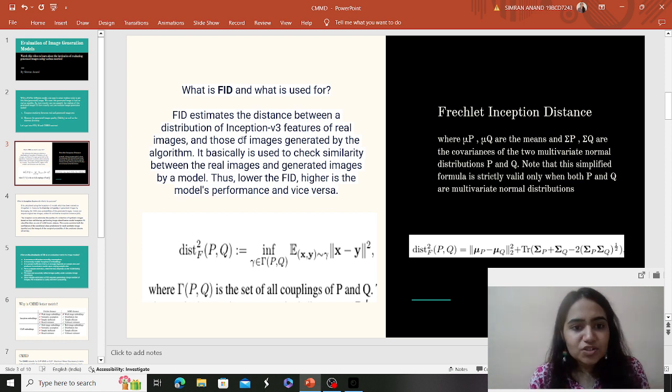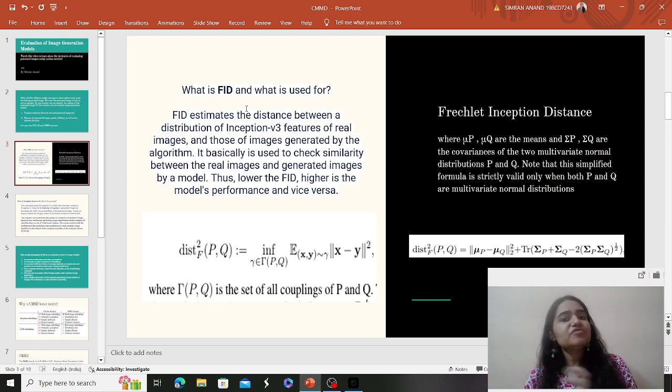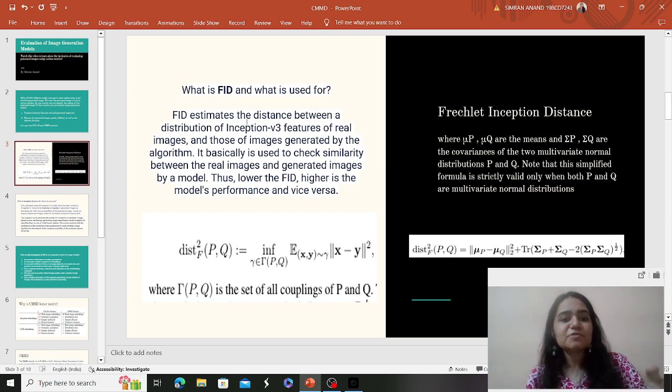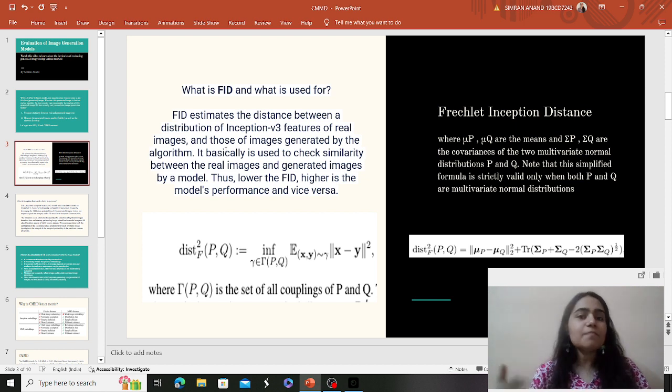Now coming back to this, as it says, Fréchet Inception Distance. What is Inception? If you have heard of the models, there are different types of deep learning architectures, right? So we have different architectures like ResNet, GoogleNet, AlexNet, LeNet, right, and InceptionNet. So Inception V3 is a type of deep learning model. So this FID estimates the distance between distributions of Inception V3 features. Inception V3 is just a model, a neural network, the Inception V3 architecture.